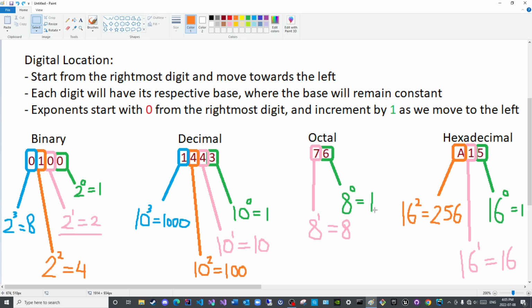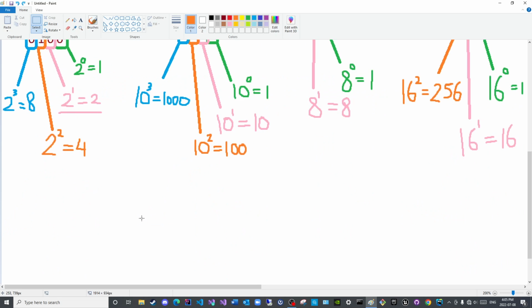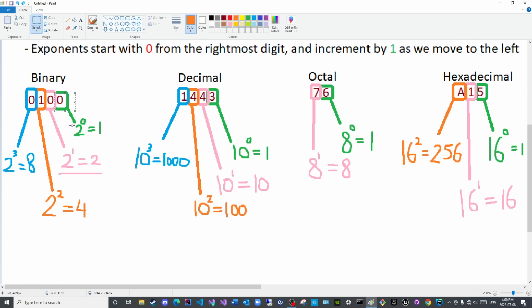If you wish to keep adding digits to exercise, feel free to do so, because this will become incredibly important in conversions. So please ensure that you understand this concept before you watch the videos pertaining to conversions. And unless, of course, you have watched these already from other YouTubers, that is incredibly valid and applicable. But if you will be watching the lectures pertaining to conversions later on for this playlist, ensure that you understand this concept before you move on to conversions. So the rule is, you always start from the right to the left. The base remains constant. And the exponent starts from 0 and is incremented by 1 as you move to the left.